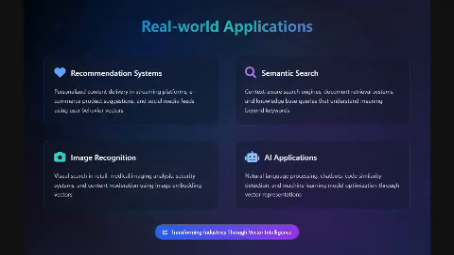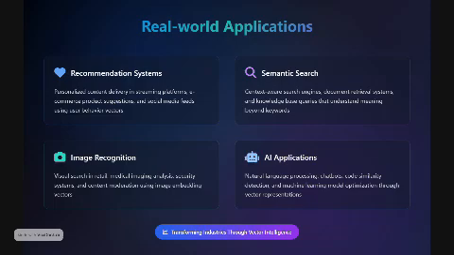Real world applications. Vector similarity search has countless real world applications: recommendation systems, semantic search, image recognition, and AI applications. Moving to recommendation systems, Netflix or Spotify find movies or songs you will like by comparing user preference vectors.